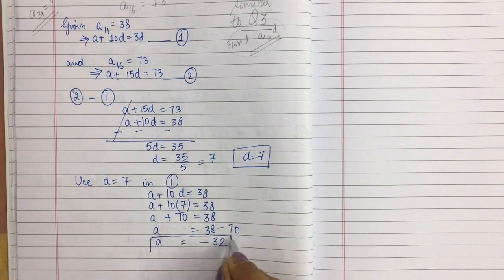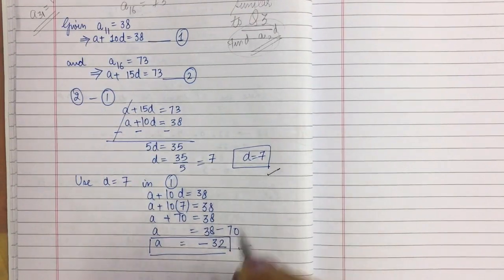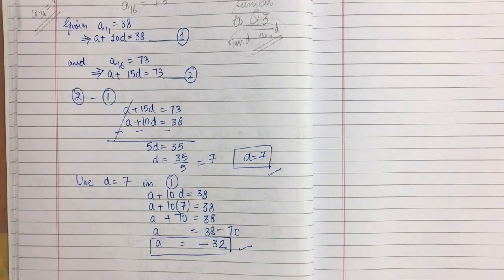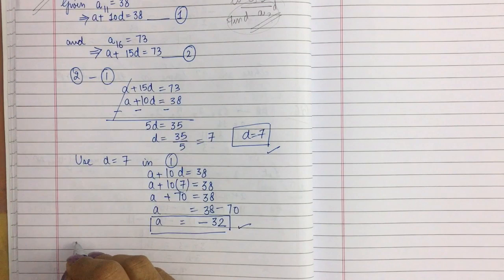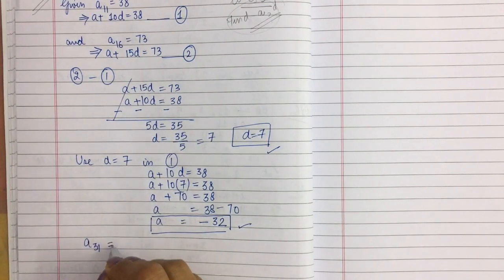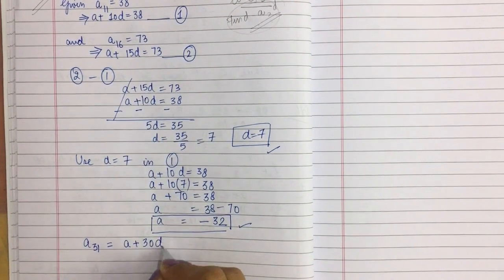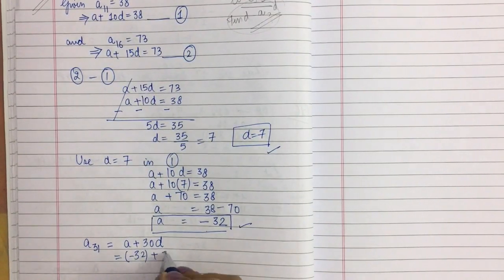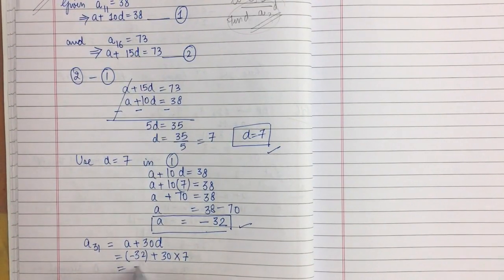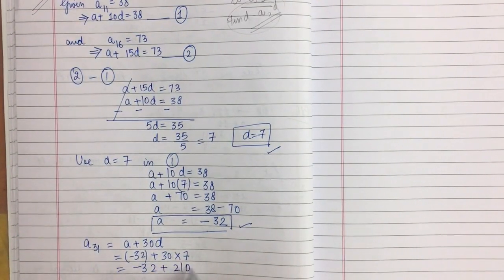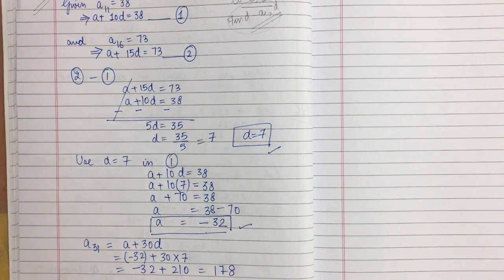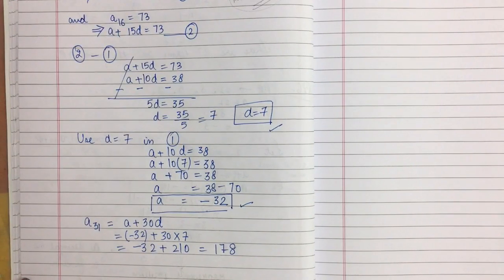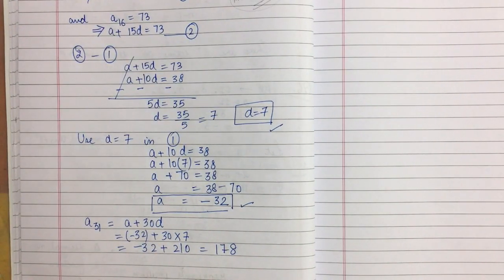Now I have the value for A as well as D. Now I can find out the term they have asked for. So I can write down the 31st term. It will be A plus 30D. Use the values of A and D: minus 32 plus 30 multiplied by 7, and this gives me the answer as 178. So the 31st term of the given AP is 178.